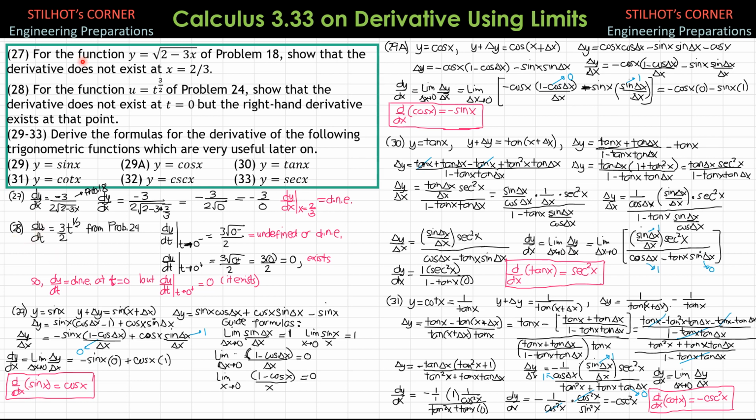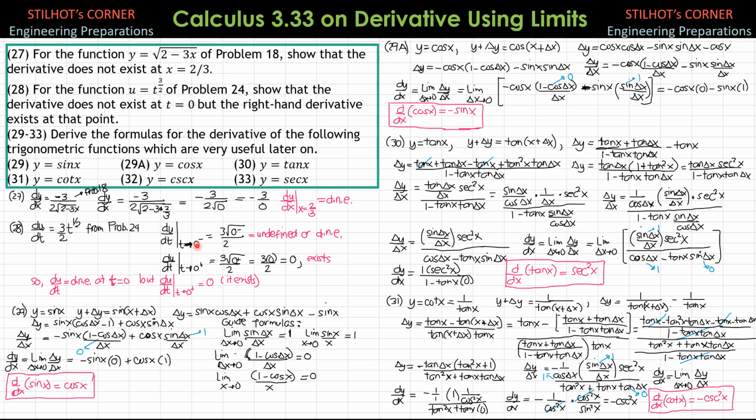Problem 28. For the function u equals t to the 3 halves, problem 24 showed that the derivative does not exist at t equals 0, but the right-hand derivative exists at that point. This is the derivative of t to the 3 halves, 3 over 2 t to the 1 half, from problem 24. There are two meanings of the derivative using limits, as t approaches 0 from the left and from the right. For the limit to exist, both the left and right-hand limits must be equal, or else the limit does not exist.